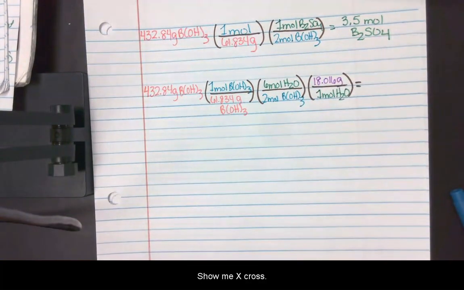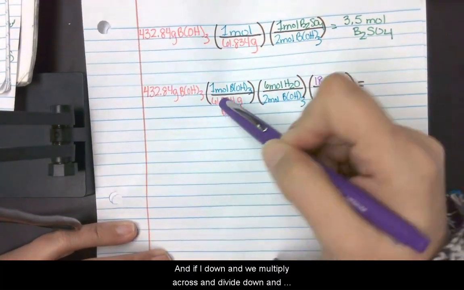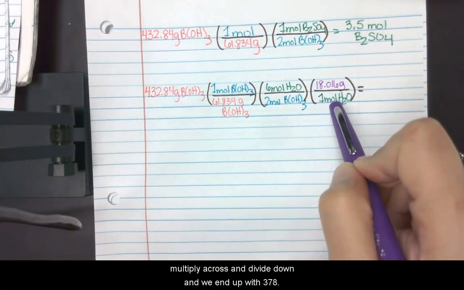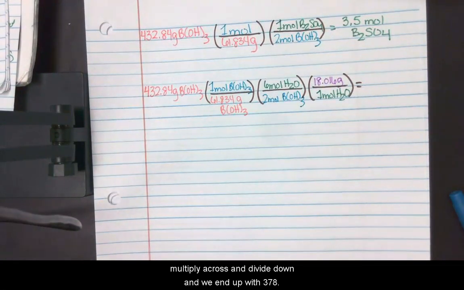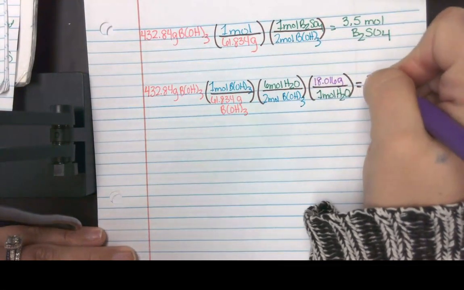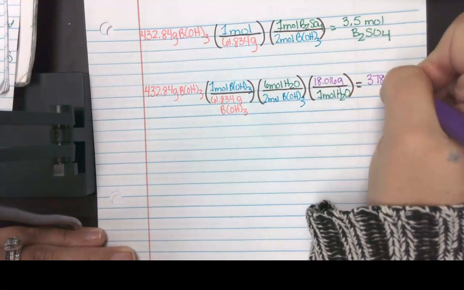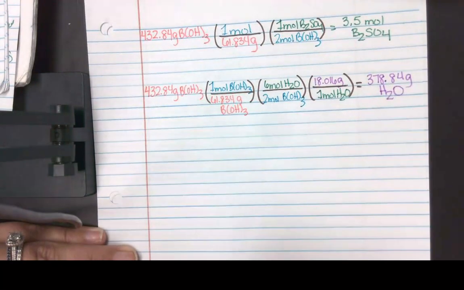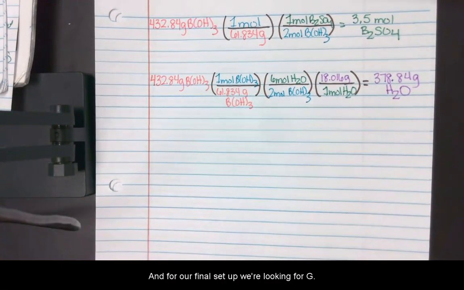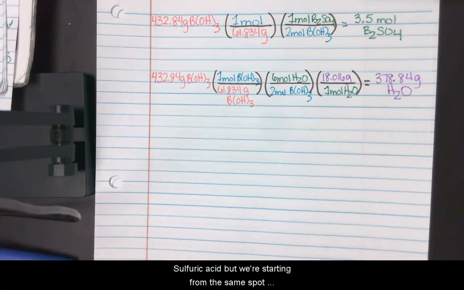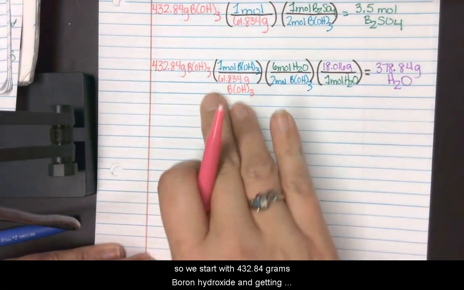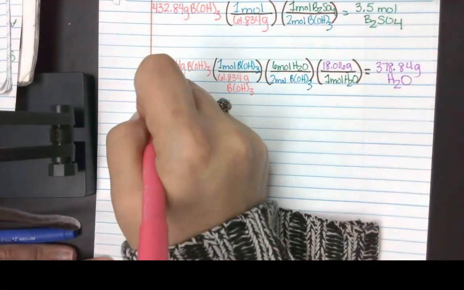And we multiply across and divide down, and multiply across and divide down, and multiply across and divide down, and we end up with 378.84 grams H2O. And for our final setup, we're looking for grams sulfuric acid, but we're starting from the same spot. So we start with 432.84 grams boron hydroxide. Again, that goes to our left.